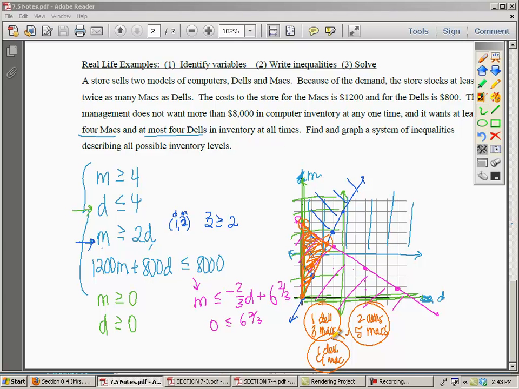Okay, so that's the end of section 7.5. Again, make sure you have multiple colors for this homework, and we'll go from there.